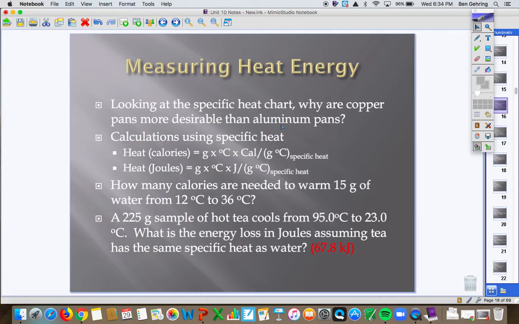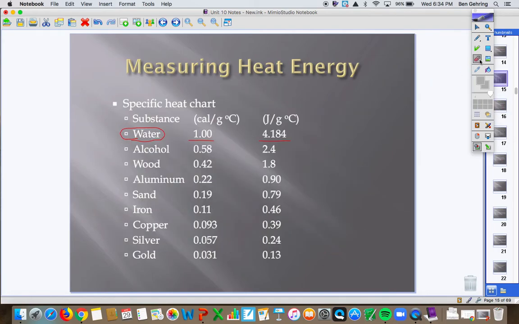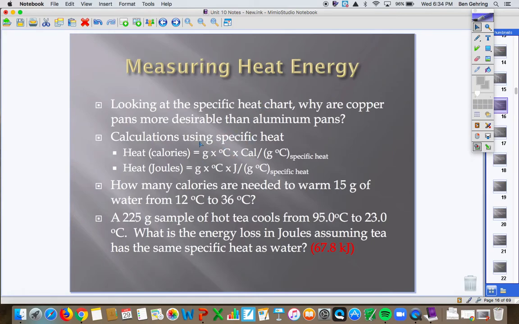Looking at the specific heat chart, why are copper pans more desirable than aluminum pans? Why would copper be a better pan to work with than aluminum in terms of cooking food? Well, in this case, copper has a specific heat of 0.093, aluminum 0.22. This is calories per gram degree Celsius. So it takes less energy to heat up copper, so your copper pan gets hot faster, and so it can cook your food quicker. It also cools down faster. So after it's warm and you take it off the stove, it cools down faster than aluminum would, which is also beneficial.